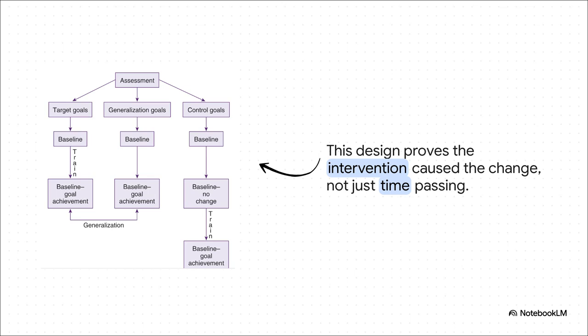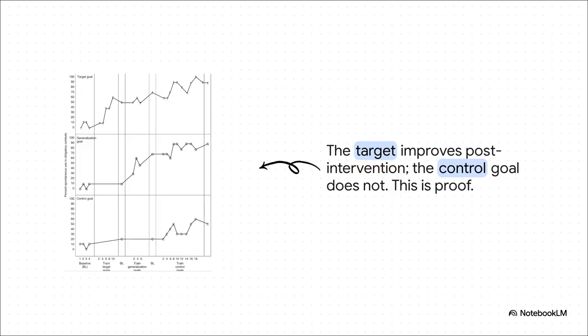Well, you use a clever little tool called a multiple baseline design. It's how clinicians get to be scientists. Basically, you track the skill you're teaching, but at the same time, you also track a different control skill that you are totally leaving alone. In this graph right here is the smoking gun. It is the proof. Look at that top line. That's the skill they were targeting.